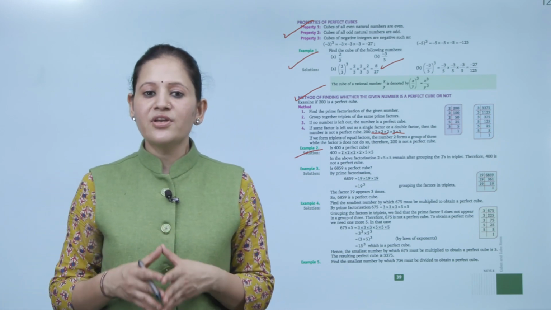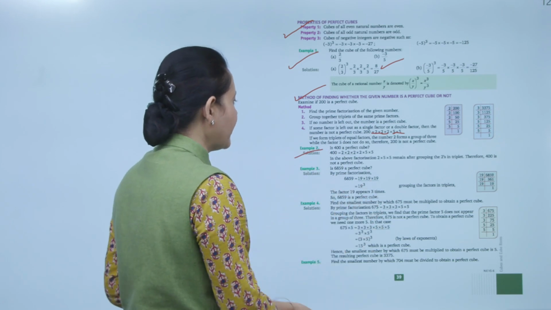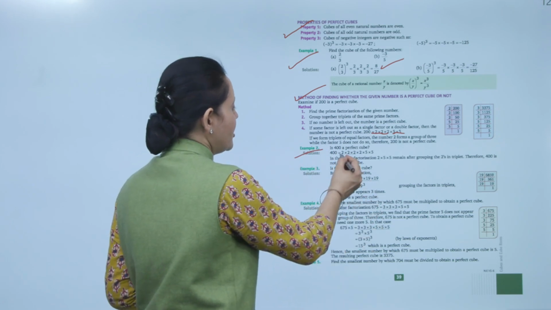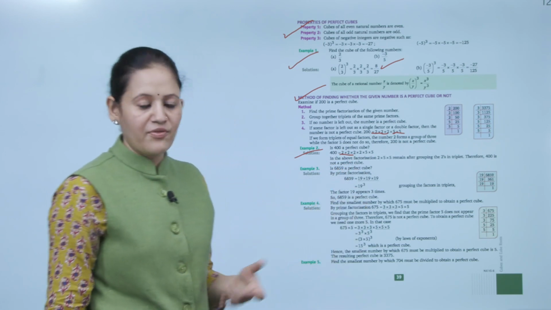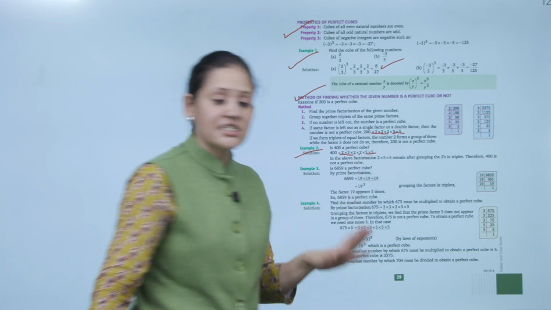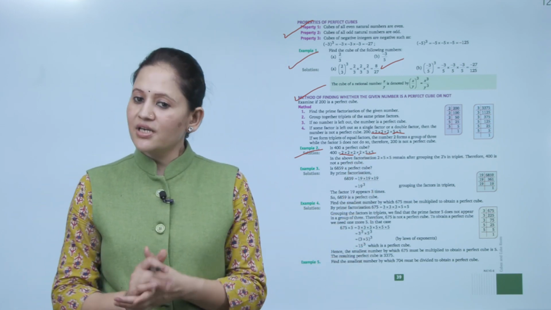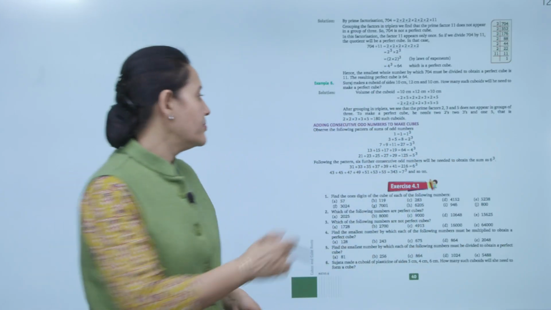Is 400 a perfect cube? So first we'll do the prime factorization of 400 and write all the prime factors and make their triplets. So here you can see only one pair of triplet can be formed. These are square and one is left. So this is not a perfect cube. Clear? Next is adding consecutive odd numbers to make cube.